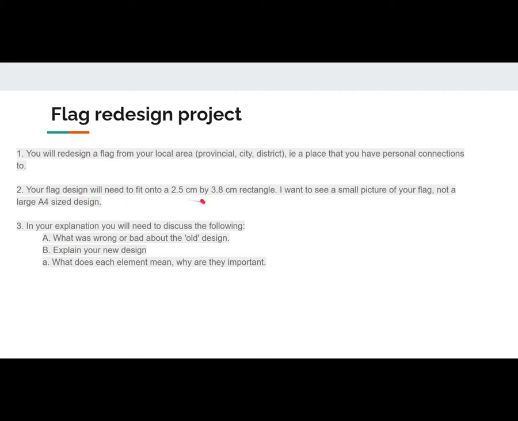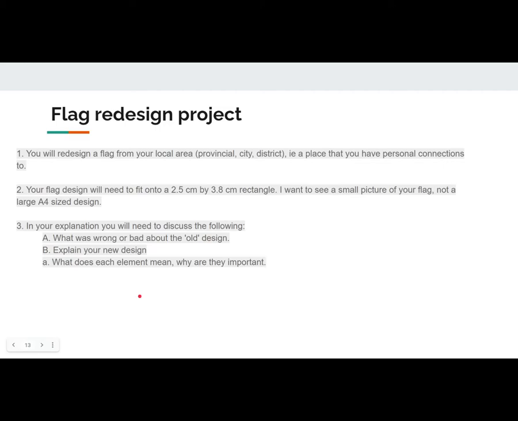So your flag design will need to fit onto a small area. So I want you to see a small picture of your flag, not large A4 size. If we put large A4 size, that means that your flag design can be too complicated, too busy. You will need to explain what is wrong or bad about the old design. Explain your new design. And what does each element mean? Why are they important to the design?